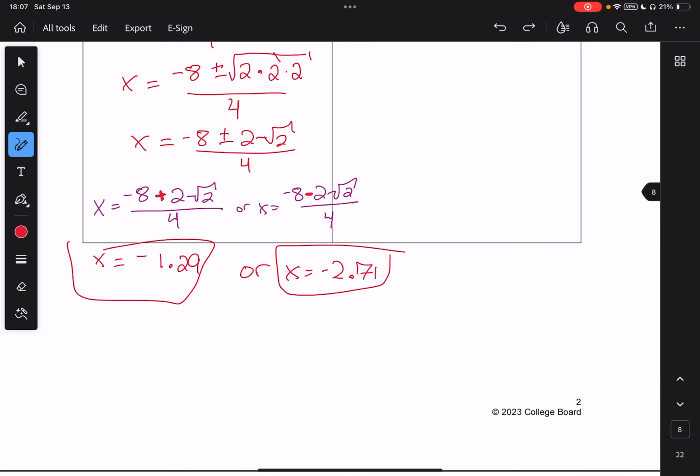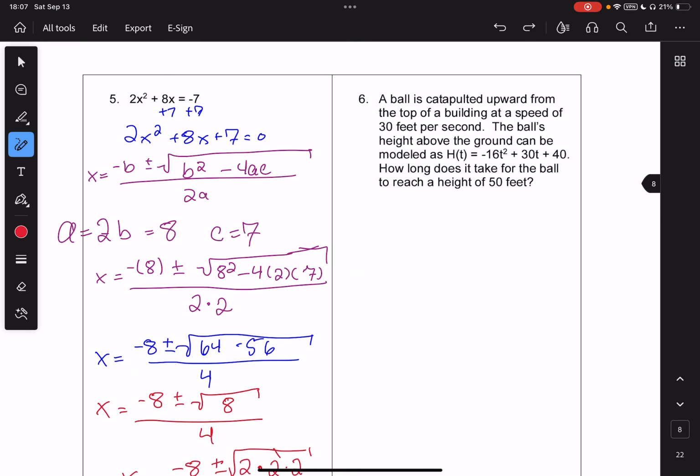Okay, the last question we have. A ball is catapulted upward from the top of a building at a speed of 30 feet per second. The ball's height above the ground can be modeled as h of t is equal to negative 16t squared plus 30t plus 40. How long does it take for the ball to reach a height of 50 feet? So we are going to do the quadratic formula. We need to take our equation. So h of t is equal to negative 16t squared plus 30t plus 40.